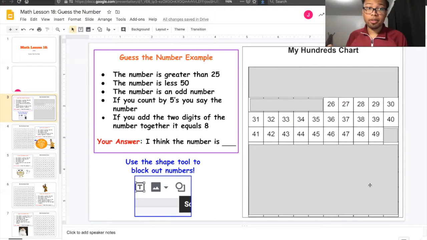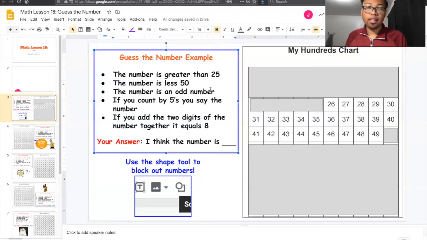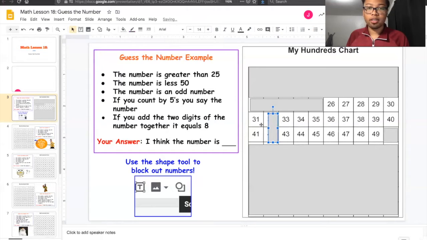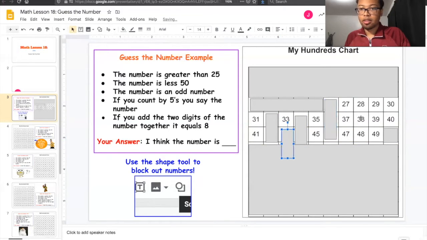An odd number is any number that is opposite of an even number, so any number that ends with a 1, a 3, a 5, a 7, or a 9. So 1s, 3s, 5s, 7s, and 9s. So we know the number is an odd number. I'm going to go ahead and cross out all of my evens, the ones that I know aren't the answer. So this isn't it. This isn't it. This isn't it. This isn't it.